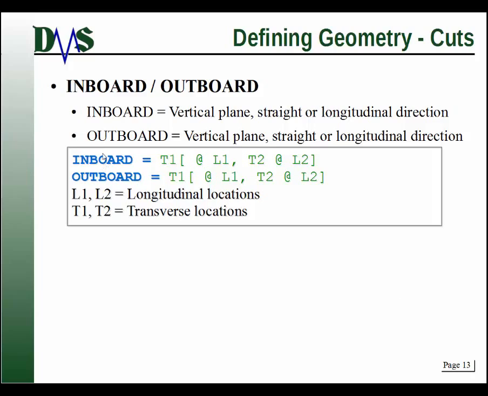Okay, so we have inboard equals and outboard equals. And this is the same idea as top and bottom. If you just specify a transverse coordinate, it's one flat straight plane, and it lines up with the x-axis. Whereas if you specify a transverse with a longitudinal coordinate, then you're going to get a sloping plane.